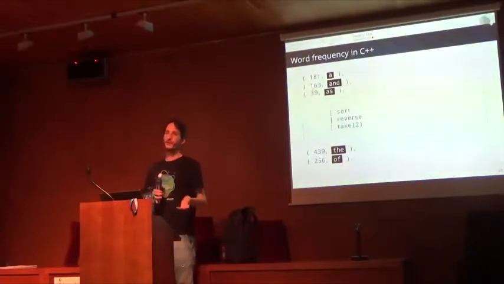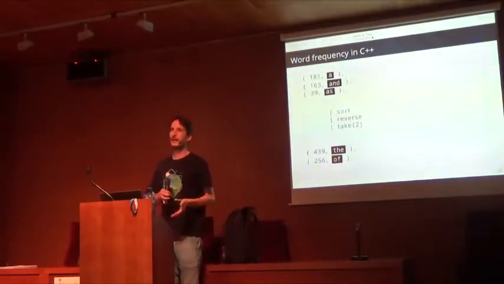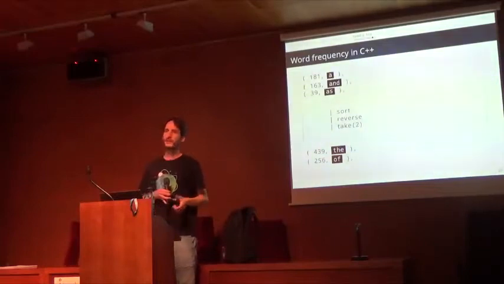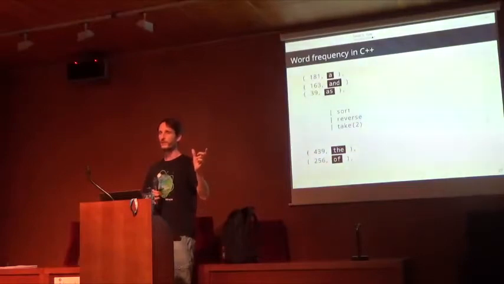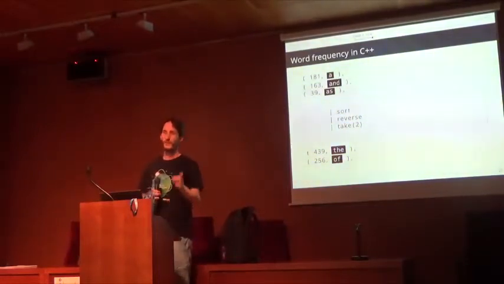And then again, sort so that we sort by frequencies. Reverse, because sort will sort from 1 to maximum instead of maximum to 1. And then take as many results as we want. Most of these transformations are just views. So if you don't actually evaluate anything from them, they will never execute any code. The only different transformation is sorting, because if you want to have a sorted collection, you actually have to access all the elements to check which is the minimum, and then continue sorting.